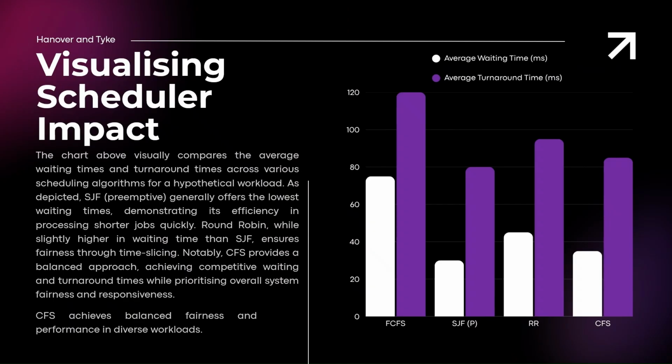Visualizing scheduler impact. This graph compares the performance of different algorithms. We can see that shortest job first usually achieves the lowest waiting times. Round robin ensures better fairness, especially for interactive workloads. And the Completely Fair Scheduler provides a balance between performance and fairness, making it ideal for modern multitasking environments.